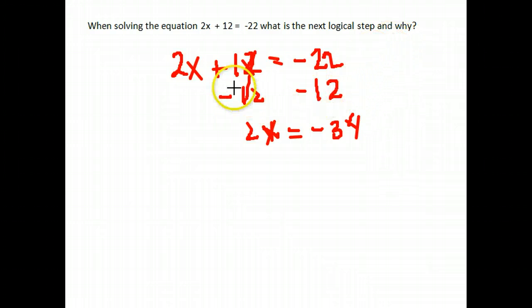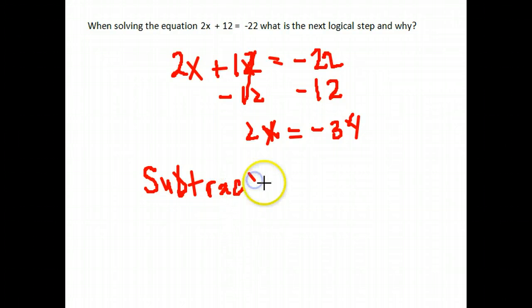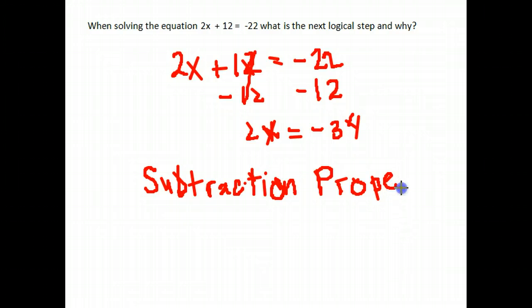Why could we do that? Why can we subtract the same number from both sides of an equation? Well, that's called the subtraction property of equality. That's what allows us to subtract the same number from both sides of an equation. I apologize, my little writing tool is not working great here. Okay, so those are some next logical steps and why.